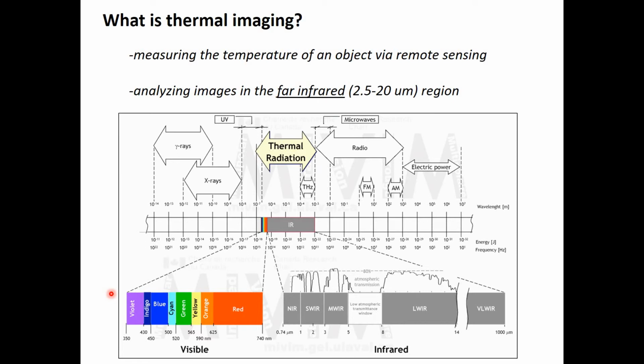And the basis of this is we're going to take pictures in a wavelength that our eye cannot see. Our eyes are evolved to see in the visible wavelengths, 350 to 740 nanometers. Thermal remote sensing takes place in the far infrared. That's way out here, from 2.5 up to 20 microns, often in this long wave infrared zone right here.